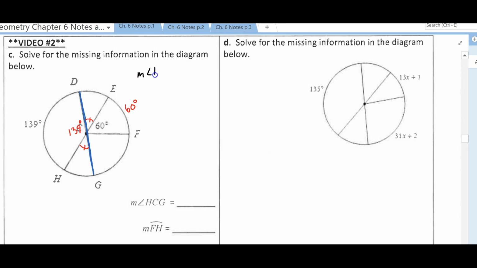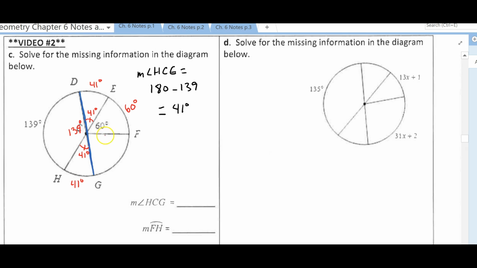So the measure of angle HCG is going to be 180 minus 139. So that's going to be 41 degrees. So let's put that in there, 41, which means that arc HG is also going to be 41, which means that angle DCE is going to be 41. Remember, those are vertical angles. And arc DE is going to be 41 degrees.